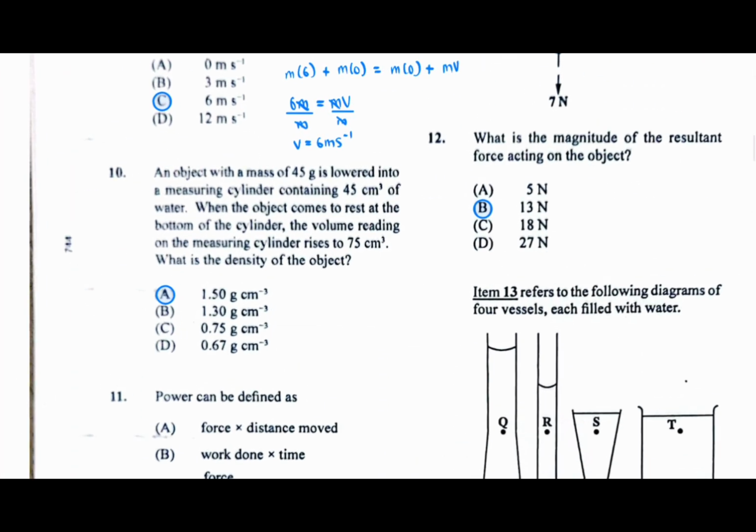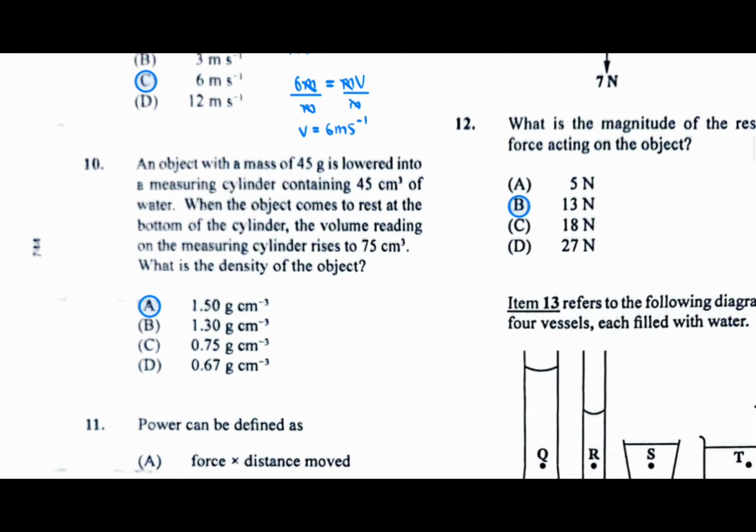An object with a mass of 45 grams is lowered into a measuring cylinder containing 45 centimeters cubed of water. When the object comes to rest at the bottom of the cylinder, the volume reading on the measuring cylinder rises to 75 centimeters cubed. What is the density of the object? So they want us to find the density. Density is mass over volume. So we have the mass already, 45 grams. We need to figure out the volume of the object. Think of this.